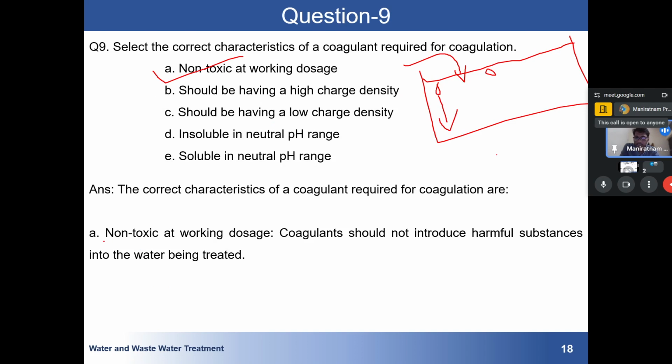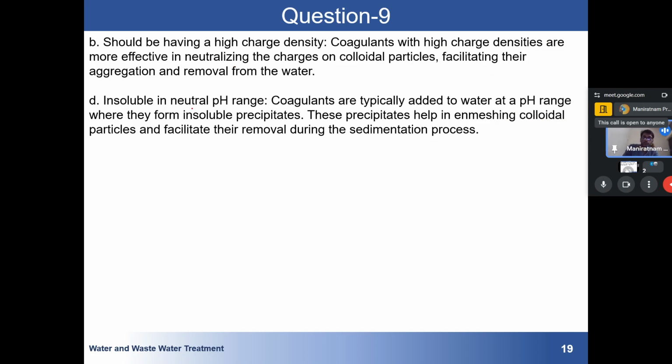First you can read this thing. I will discuss one by one. So first, I am discussing the coagulant should not introduce harmful substances into the water being treated. Okay. The second option is that it should have a high charge density. So what do you mean by high charge density?